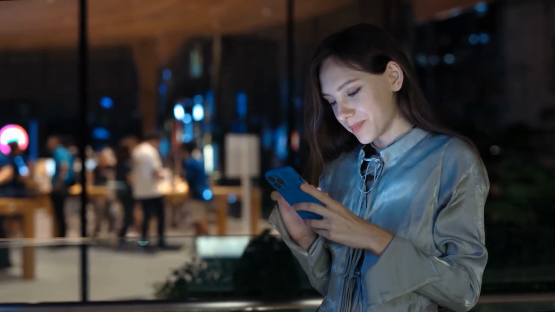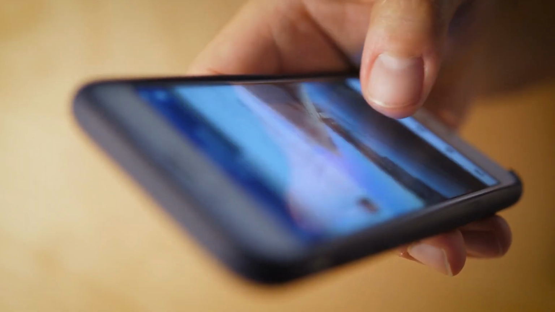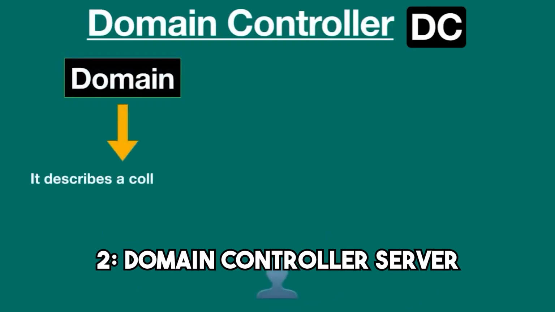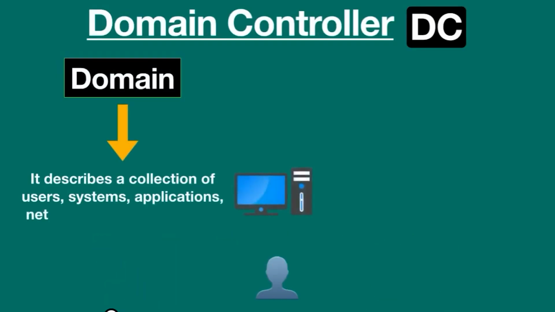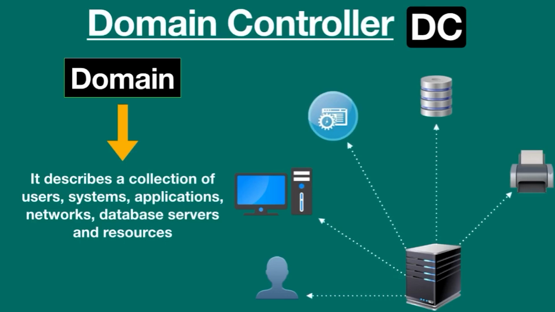Load balancers can work at the network level or the application level, and they're essential for cloud services, major websites, and apps that scale globally. 2. Domain controller server. Now let's talk about identity and access. In large organizations, keeping track of who can access what is critical. That's where a domain controller comes in.